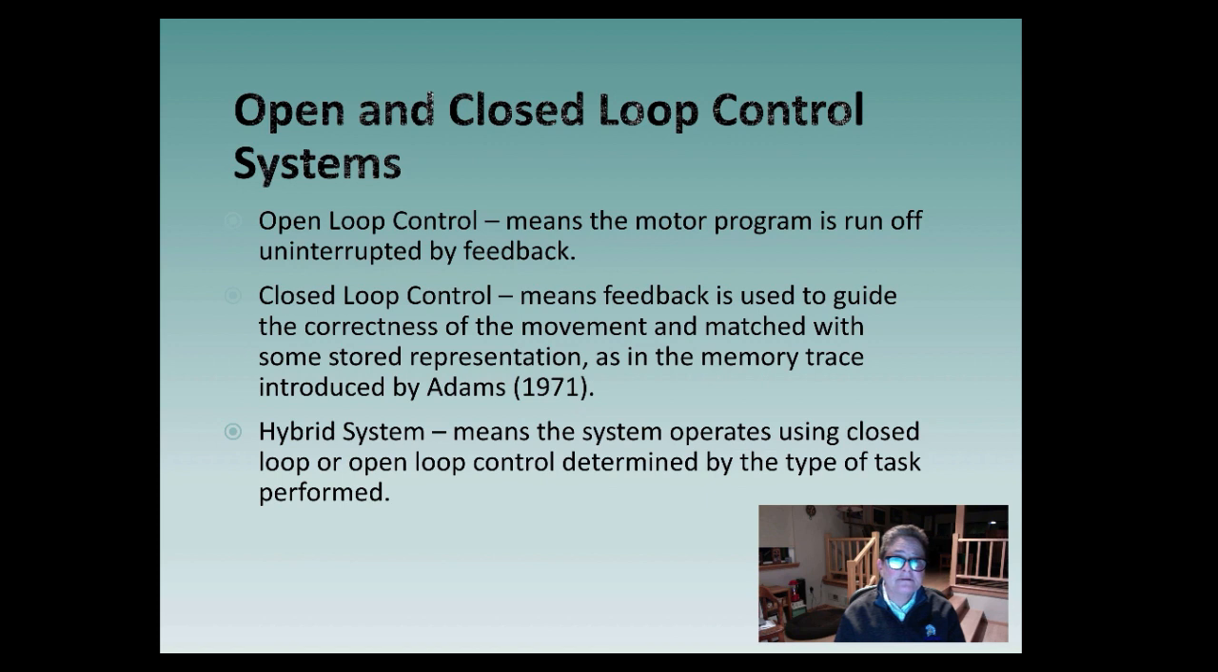A hybrid system means that it contains both open loop and closed loop control, just as we have hybrid models as in the Prius and other cars. What that means is that sometimes in the Prius it operates on gas and sometimes on electric. In a hybrid system, we operate sometimes using a closed loop system and sometimes using an open loop system. Most likely humans operate in a hybrid system.